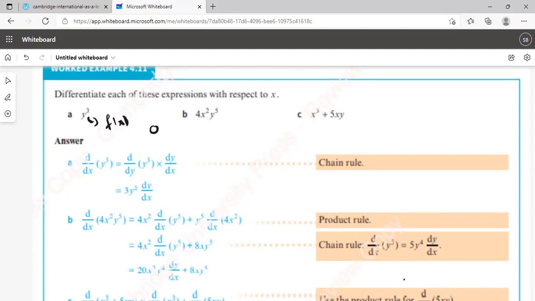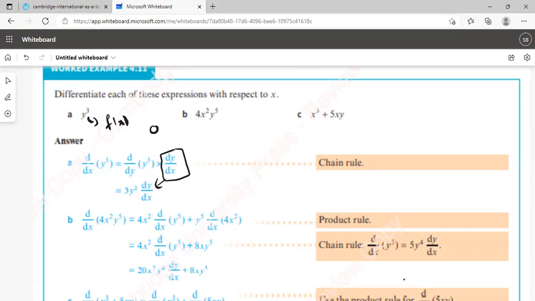You have d y cubed by dx. So by using the chain rule, you will differentiate it with respect to y and then dy by dx. So when you differentiate y cube with respect to y, you have 3y square and this dy by dx would come here directly. Is it clear? Yes. Okay, very good. So I'll do another example with some more details.